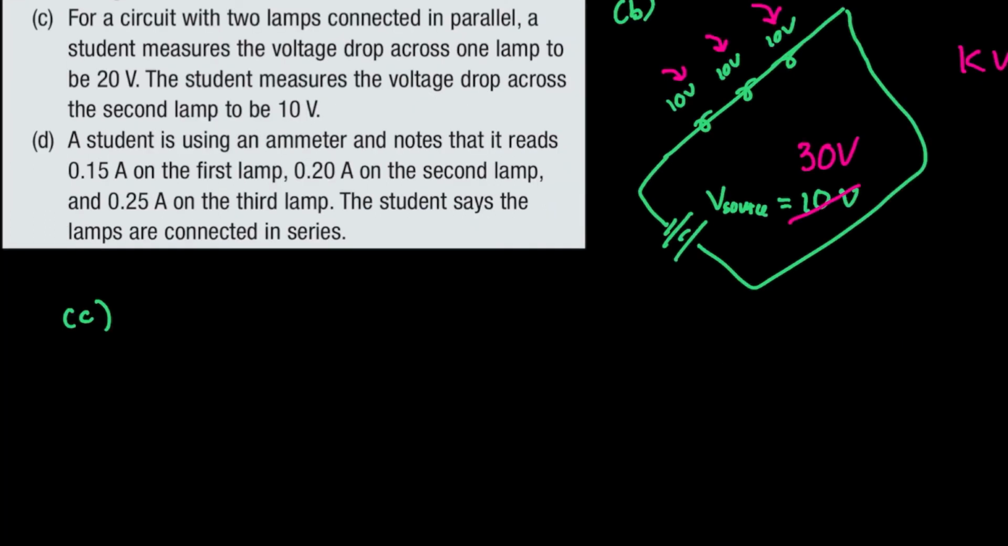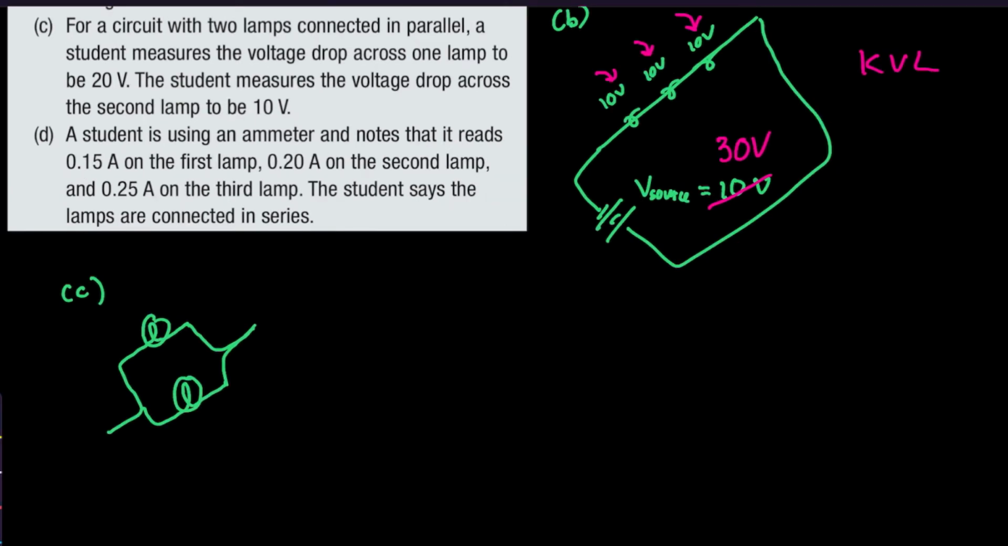So in other words, the mistake here was that the source should have measured 30 volts. For C, for a circuit with two lamps connected in parallel, a student measures the voltage drop across one lamp to be 20 volts. The student measures the voltage drop across the second lamp to be 10 volts. So here we have lamps that are connected in parallel. A student measures the voltage drop across one of them to be 20 volts, and the student measured the voltage drop across the second lamp to be 10 volts.